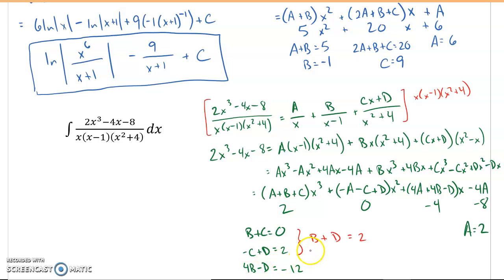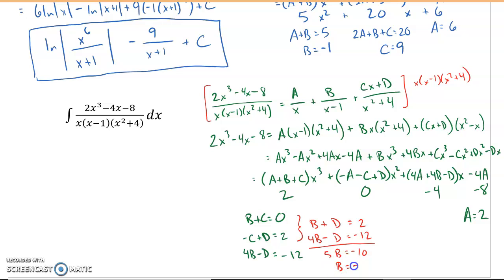And that's going to be an equation that we can solve with the 4b minus d equals negative 12, because if we add these together, we get 5b equals negative 10, or b equals negative 2. So we've got a equals 2, b equals negative 2. Wait a second, if we know b, we can find d very easily. D has to equal 4, because negative 2 plus 4 equals 2. And then if d equals 4, then 4 minus 2 equals c, so c equals 2. So that gives us all the different pieces we need.